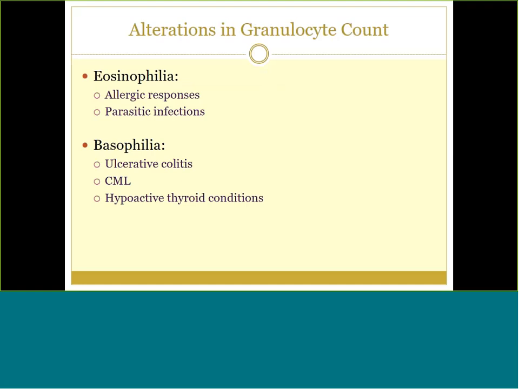So eosinophilia, two major things that we see this with: allergic responses and parasitic infections. There is a leukemia that you can also see it with, which we'll get into when we learn that leukemia. And then basophilia, CML is the leukemia you see that with. There is an actual basophilic leukemia. Otherwise, you don't really see it very often. And basophils are involved a little bit in allergies as well, of course.